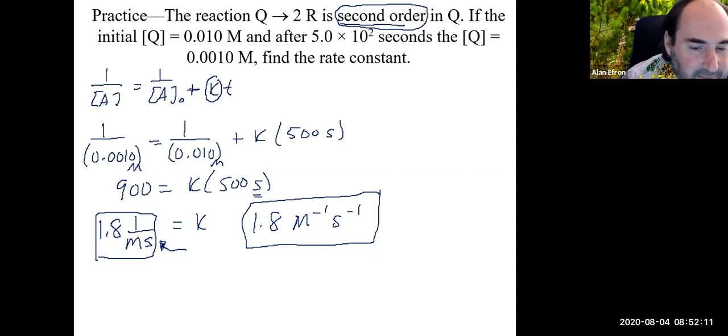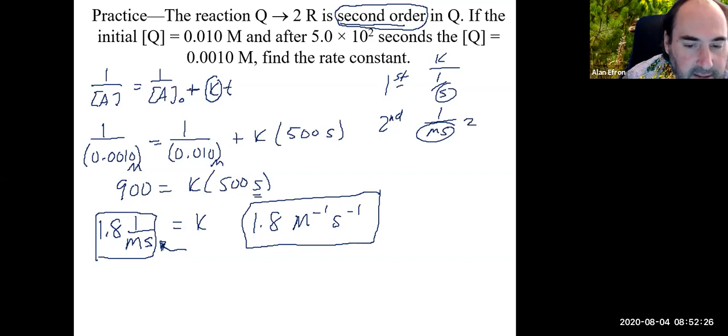As we talked about, first order k is 1 over seconds. That's 1 unit. Second order is 1 over molar seconds. That's 2 units. And zero order is the only one where you have molarity over seconds, which is also 2. But it's a good way to figure it out other than zero order. You can kind of figure out how many units you got going on there. Okay, so we got that. Any questions on that calculation there?